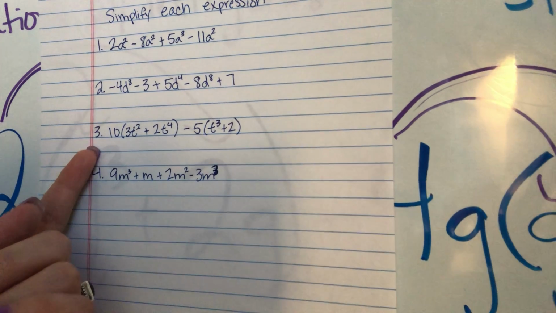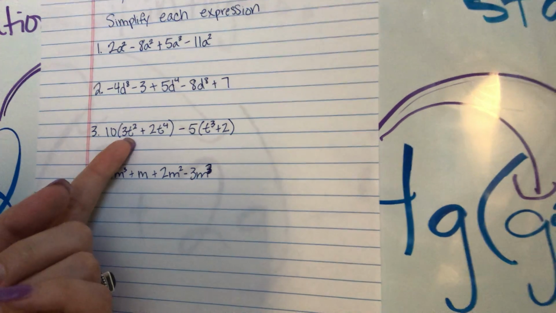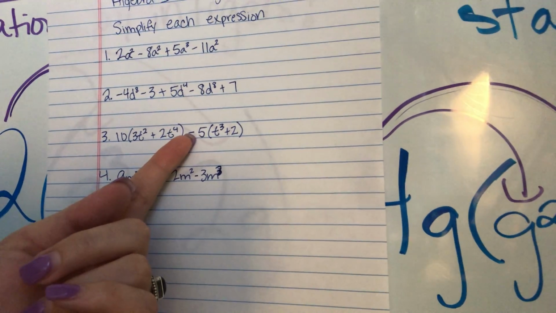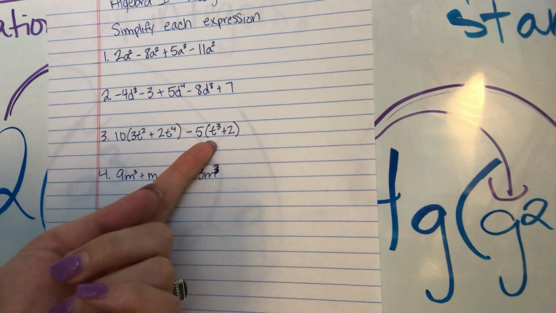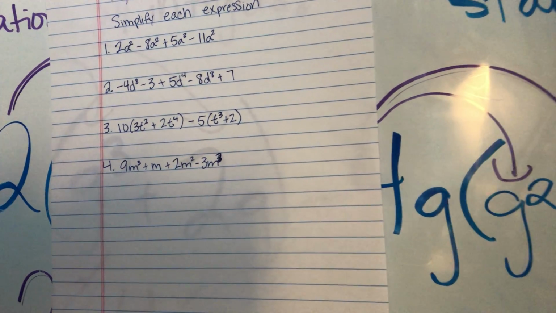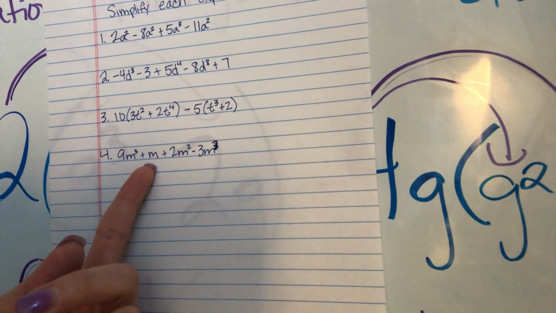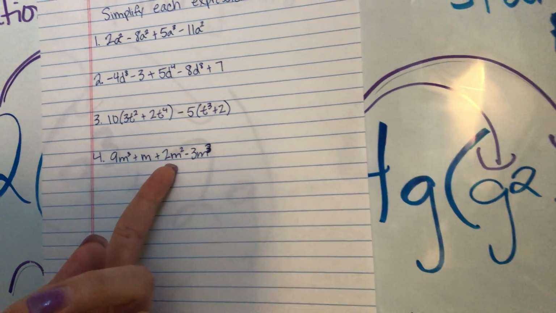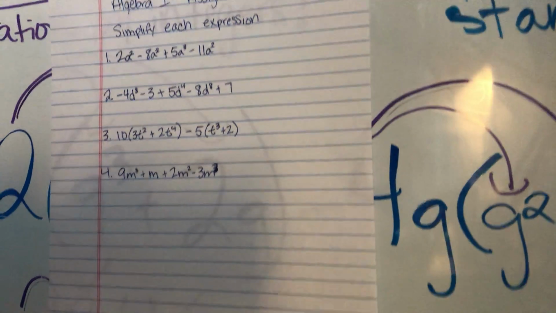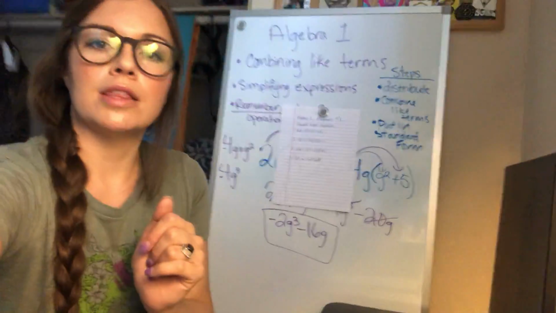Number 3, here's our distributing one, okay? 10 times (3t squared plus 2t to the 4th), minus 5 times (t cubed plus 2). Okay, number 4, 9m cubed plus m plus 2m squared minus 3m cubed. That says cubed. I know it's a little messy. Okay? So hopefully you took the time to pause that, write that down.